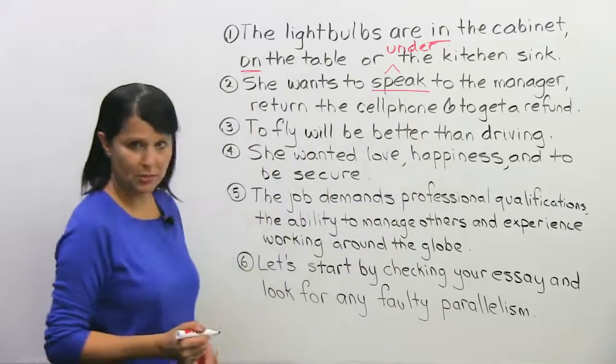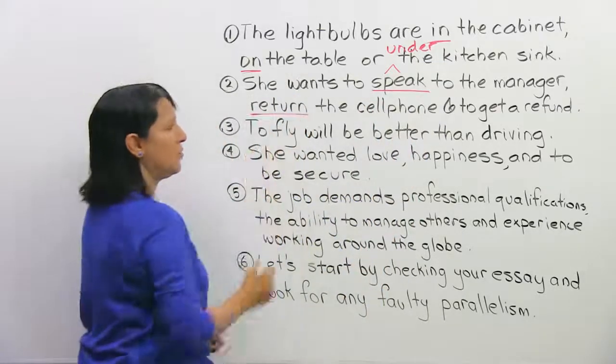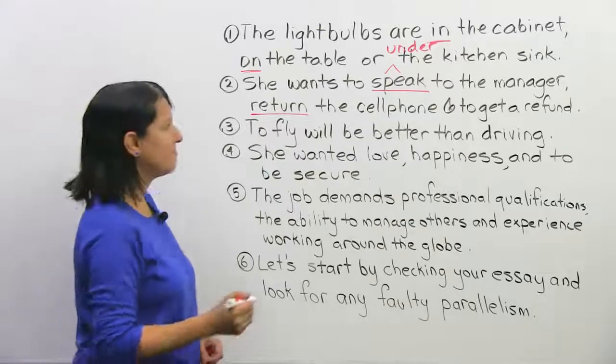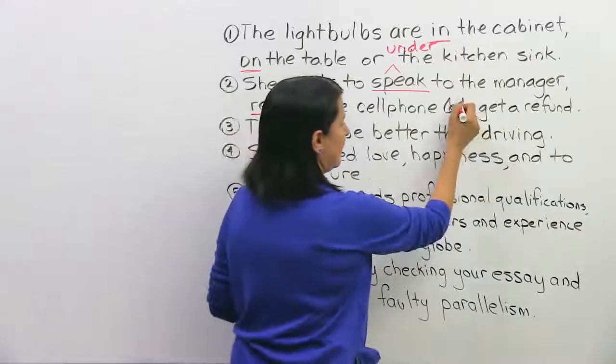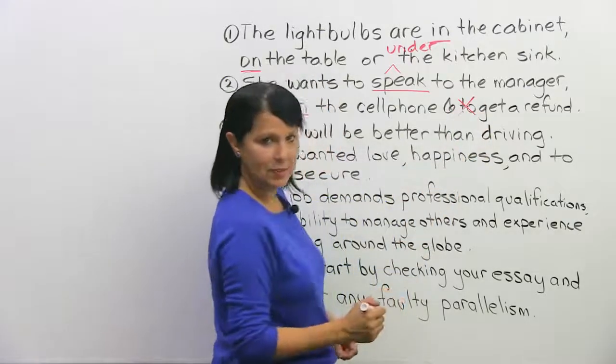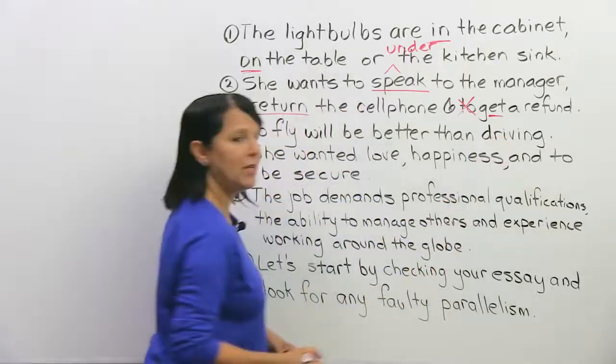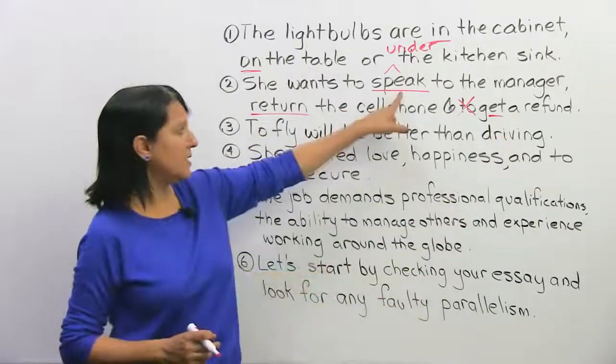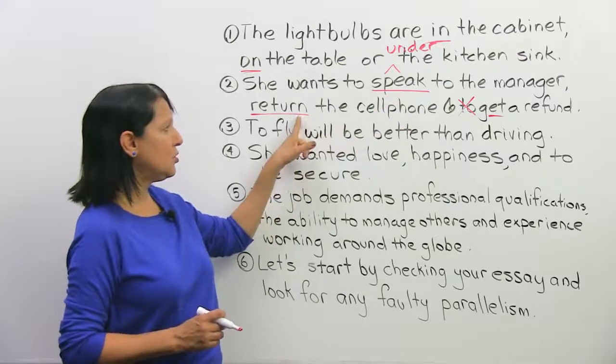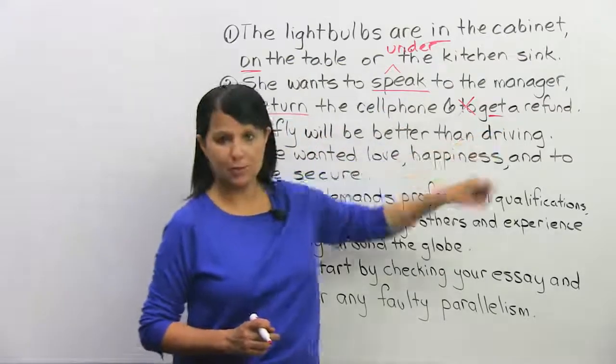Speak to the manager, return the cell phone, and one way to correct it is to get rid of this extra "to", and then we have just 3 verbs. Speak to the manager, return the cell phone, get a refund.